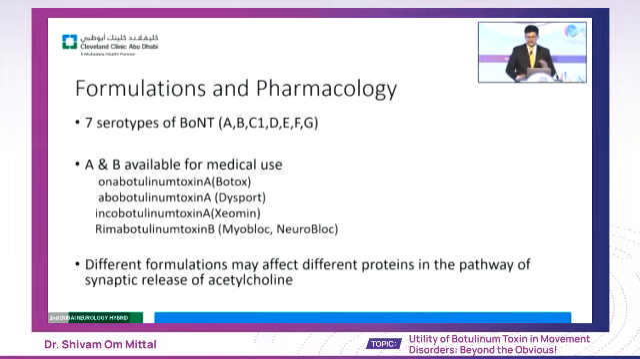To make it short: ONA, INCO, EBO. EBO is Dysport, and INCO is Xeomin. All 3 are type A botulinum toxin. Type B is Myobloc, which we use more for sialorrhea, mostly in the US, not available in UAE.